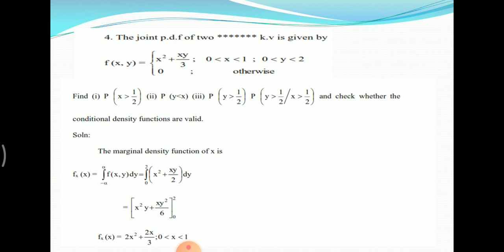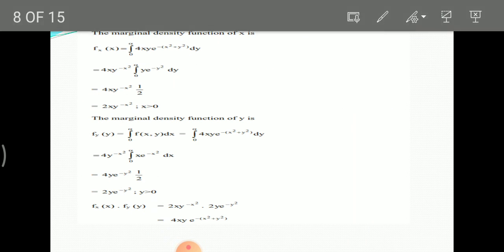The joint PDF of x comma y is equal to (x² plus 4xy) divided by 3, where x and y lie between 0 to 1 and 0 to 2. Find the probability: number 1, X greater than 1 by 2 and Y less than X. Next, Y greater than 1 by 2. Now the last one, Y greater than 1 by 2 given X greater than 1 by 2. Solution.